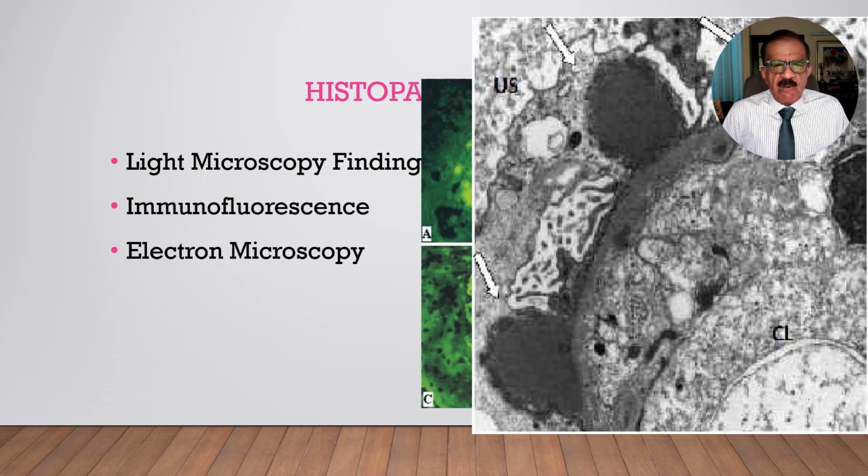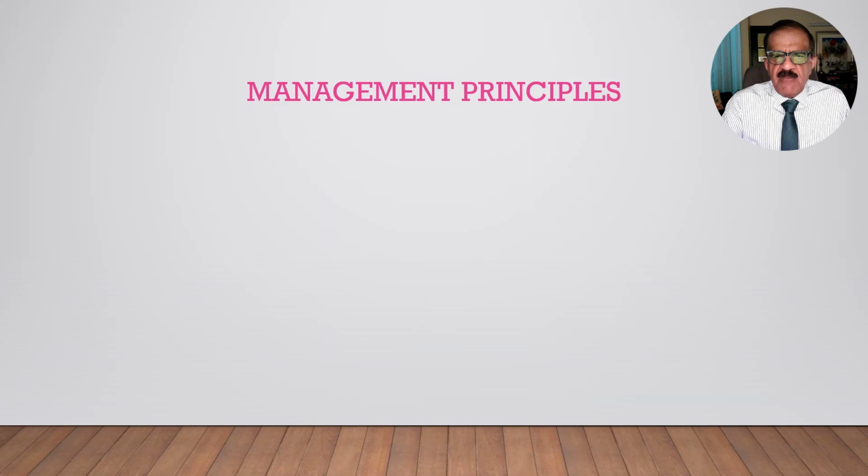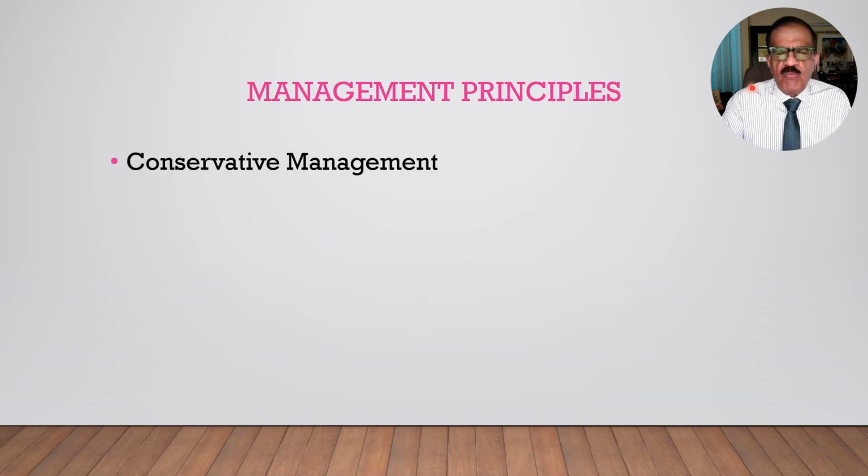As I said, diagnosis of post-streptococcal glomerulonephritis is mostly clinical and supported by urine examination, and sometimes we do an imaging test also to see the kidneys, but mostly it is the urine and the blood test. The management principles: first of all, we manage them conservatively. First of all, we watch the natural course of the disease.